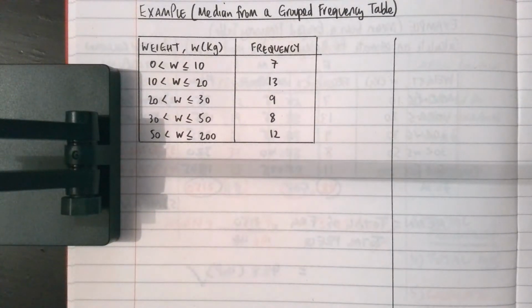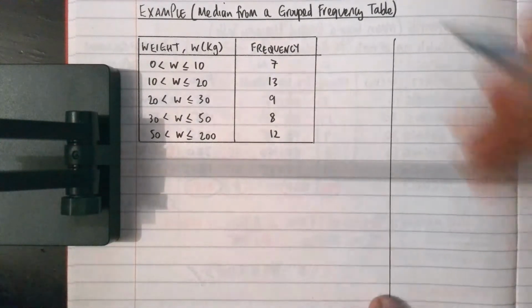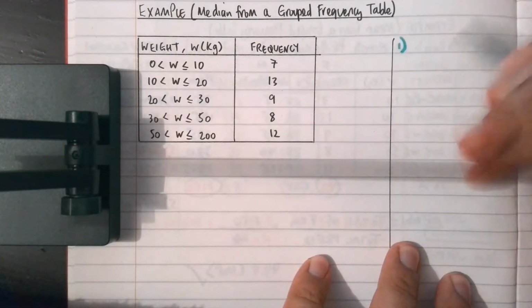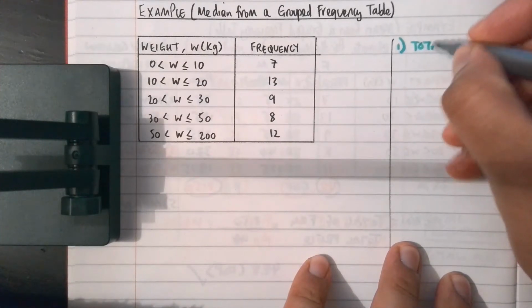We're going to be looking for the median from a group frequency table. We've got more class intervals in this table, and the frequencies are of a larger number compared to the first example on this. First step is just going to be to work out the total frequency.